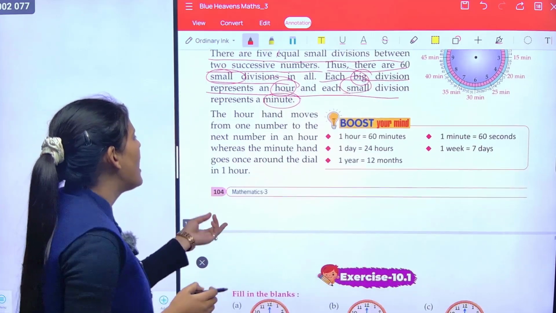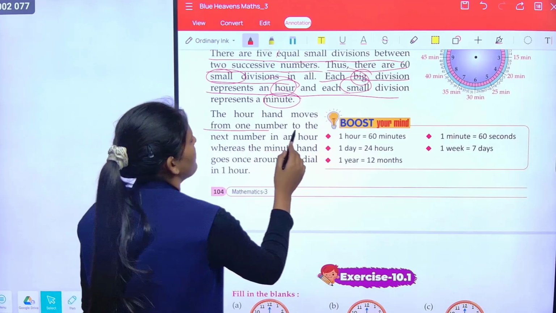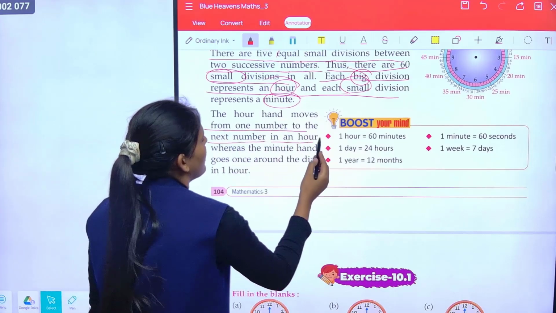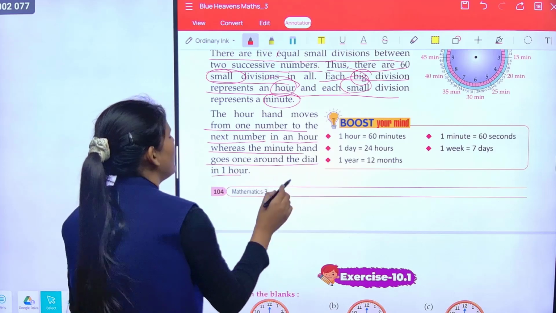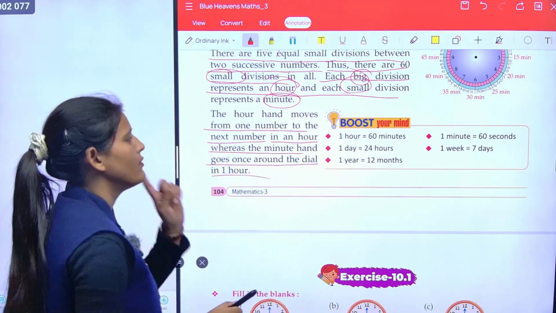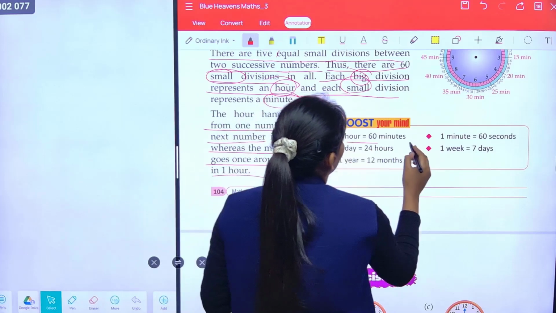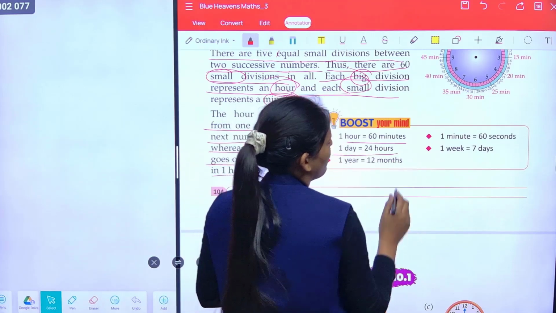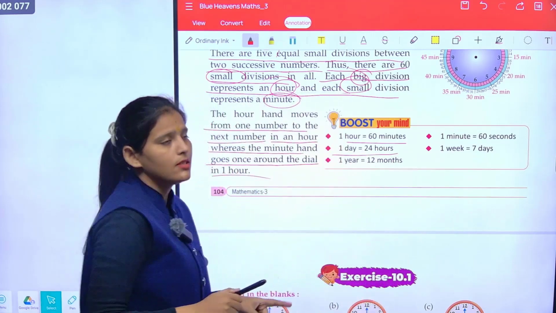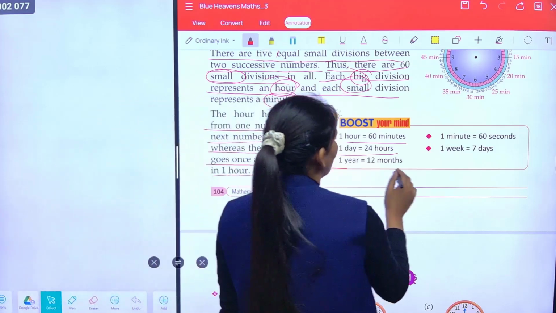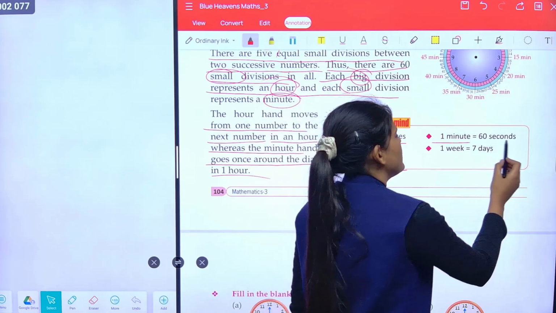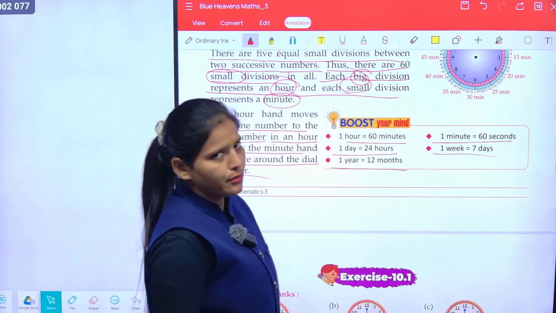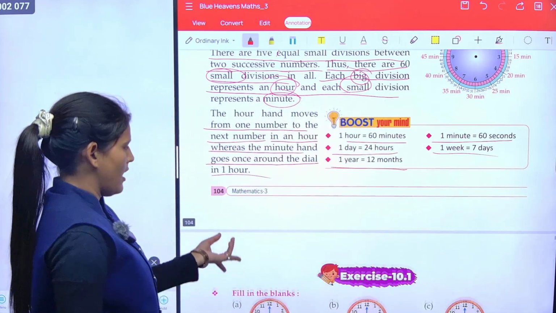Okay, the hour hand moves from one number to the next number in an hour, whereas the minute hand goes once around the dial in 1 hour, means 1 घंटा. 1 hour is equal to 60 minutes. 1 day, 24 hours. A year, 12 months. एक year में कितने months होते हैं? 12. Okay, 1 minute is equal to 60 seconds. 1 week is equal to 7 days. Understood?